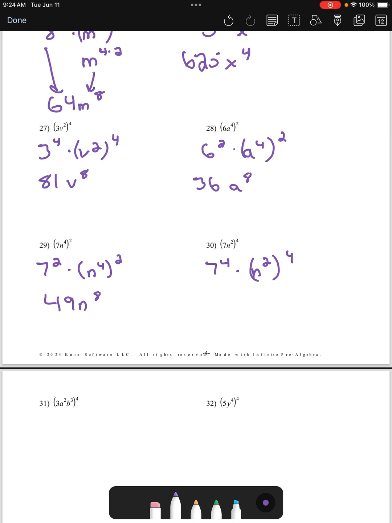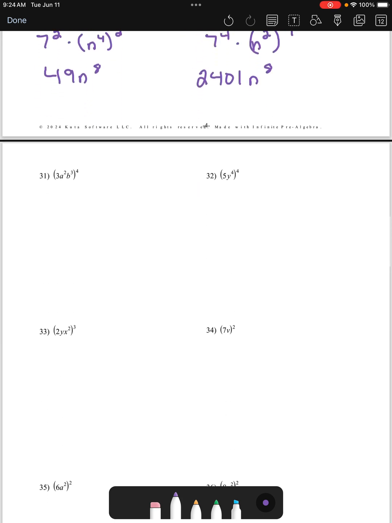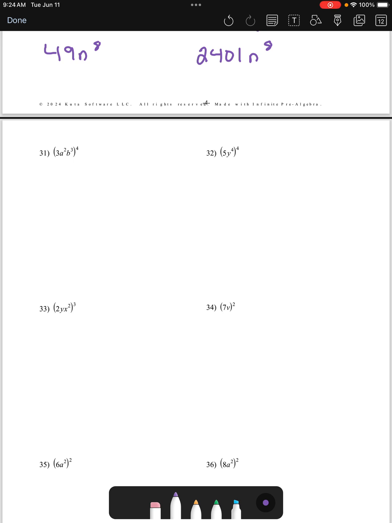In number 30, we're going to have 7 to the fourth times n to the second to the fourth. Now 7 to the fourth power, we know 7 to the second power is 49. So 7 to the fourth power is 49 times 49. Again, you can do that off to the side. In the interest of keeping the video kind of controlled for size, I'm going to use a calculator. 49 times 49 is 2,401. N to the second to the fourth is n to the eighth.